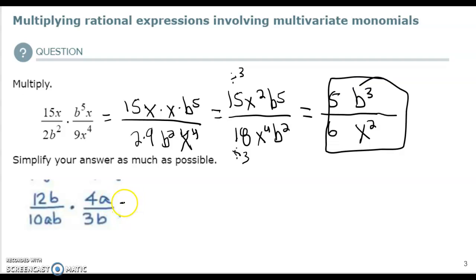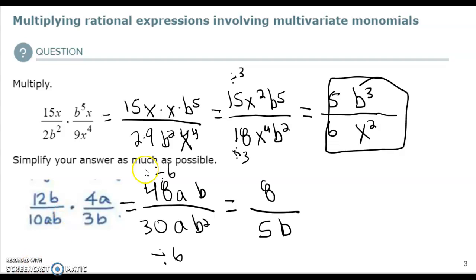Go ahead, pause your screen, and do this one down here. Remember, multiply straight across the numerator and straight across the denominator. So you're pausing your screen and doing that one. Okay, so our answer should have been 8 over 5b.